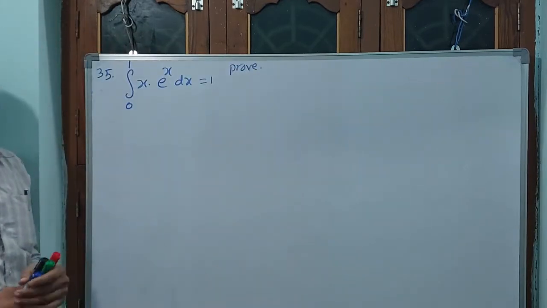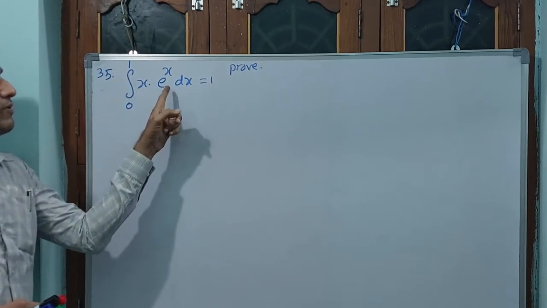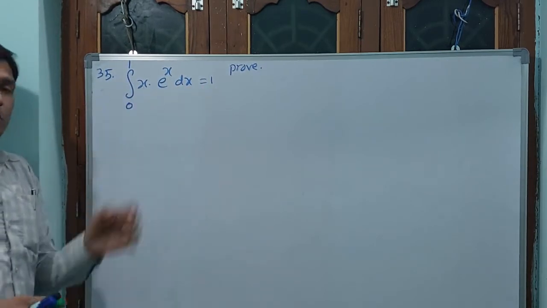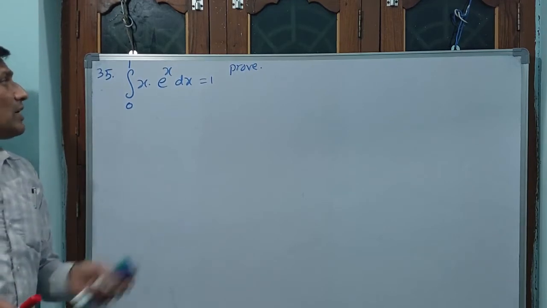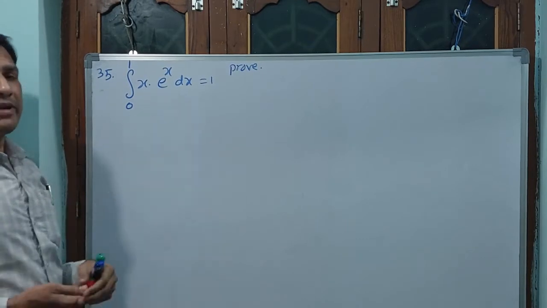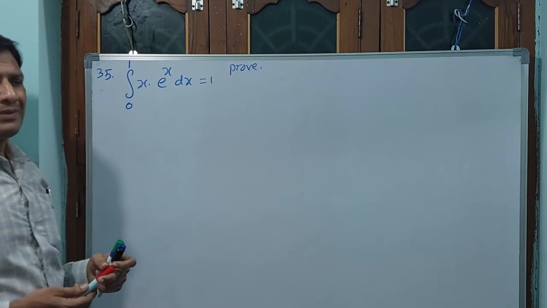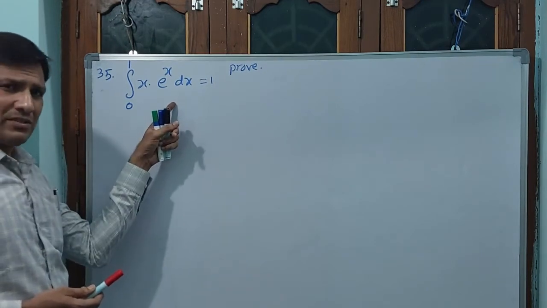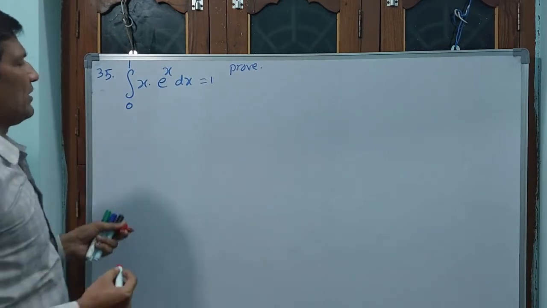Okay, see, question number 35. This is also how to prove. Prove integral 0 to 1 x into e power x dx is equal to 1. 1 we have to prove, but we will take LHS. See how I am doing. How can you do this? Integration by parts. You take e power x as u, or else you take e power x as v. v you take. See how I am doing.